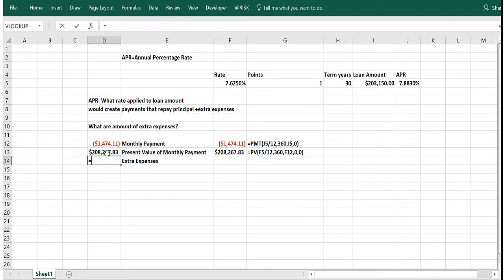Then you take the present value of what you're paying minus the loan amount, and that's really your extra expenses. So your extra expenses would be $208,267 minus $203,150, or $5,117.83.